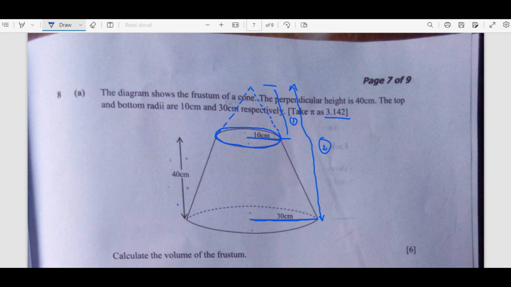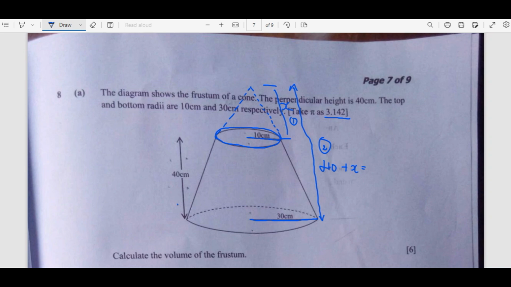To find the complete height of the cone, if here it is x, then the whole height will be 40 plus x. That's when we find the height of the cone. In this situation, we're going to use similarity of congruence so that it is easy for us to find. So we're going to use this space here.